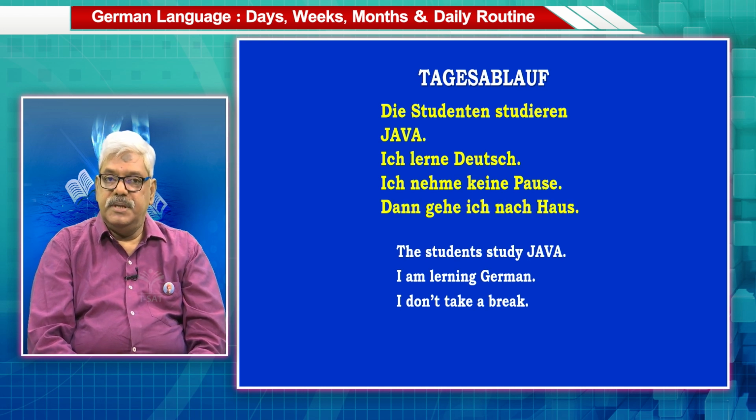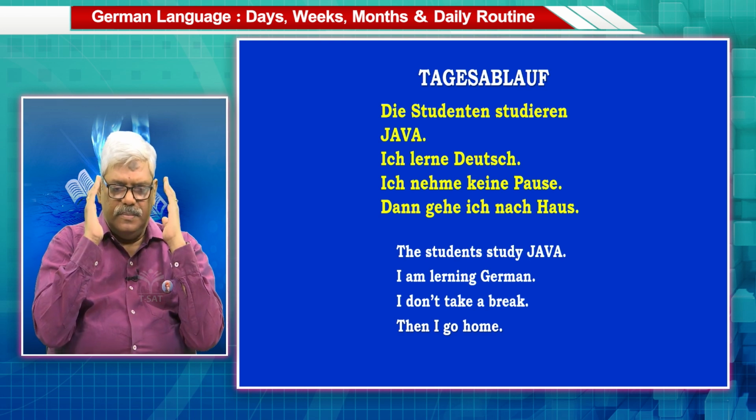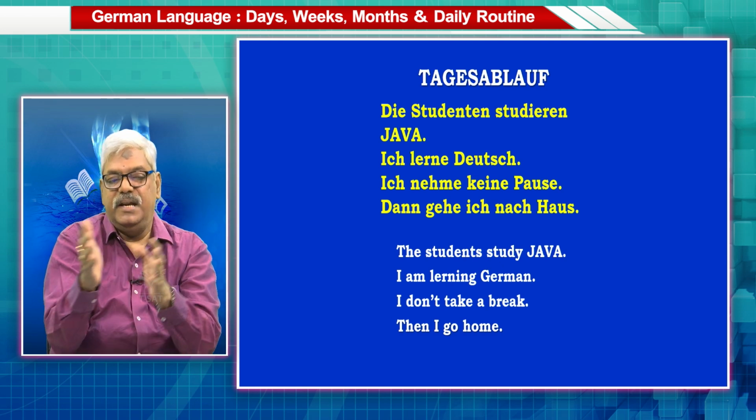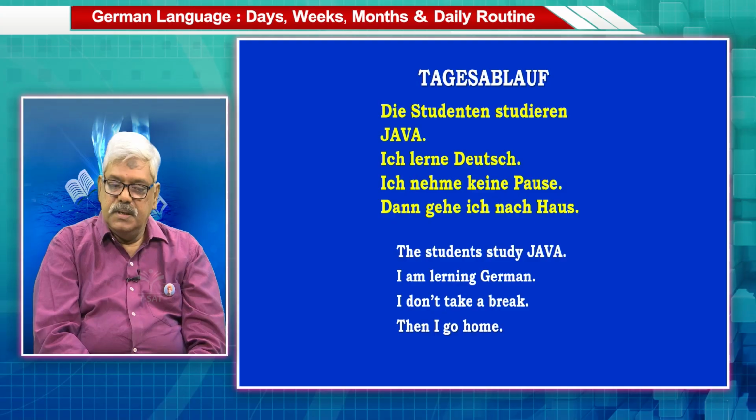So, one more sentence over here. Dann gehe ich nach Haus. Dann gehe ich nach Haus. Then I go home. So, I have taken this with the idea of somebody in college studying something, attending classes. So, the sentences once again. Die Studenten studieren Java. Ich lerne Deutsch. Ich nehme keine Pause. Dann gehe ich nach Haus.